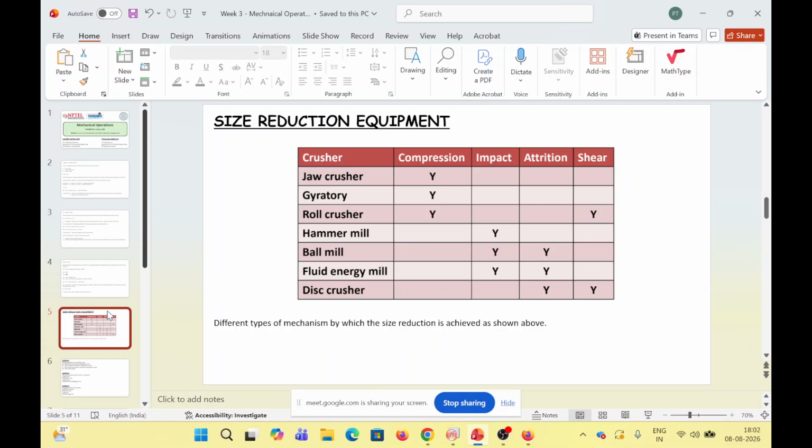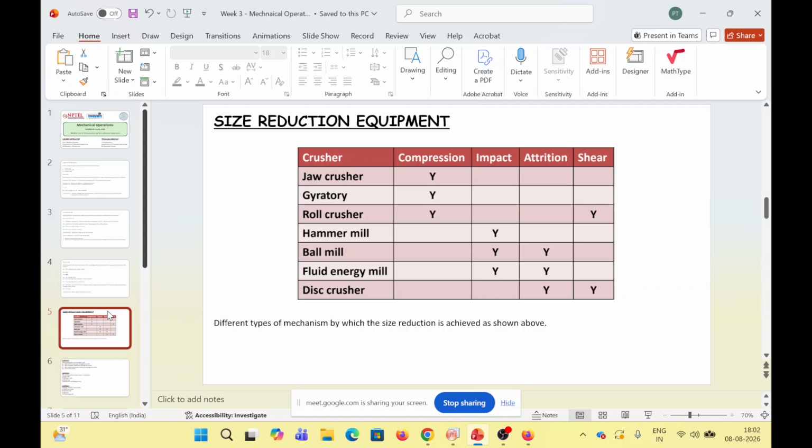The last thing that I discussed, the introduction of non-mechanical energy, is more non-conventional. It is something that is booming in the industries, like using thermal shocks or ultrasound to break the particles. However, the basic four are compression, impact, attrition, and shear.